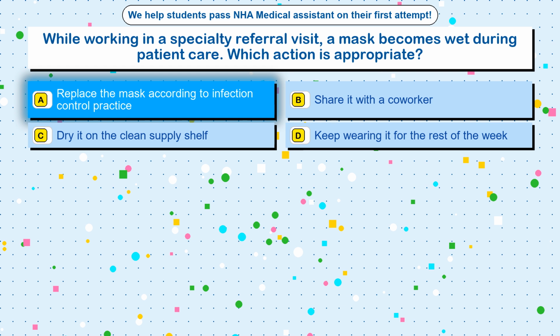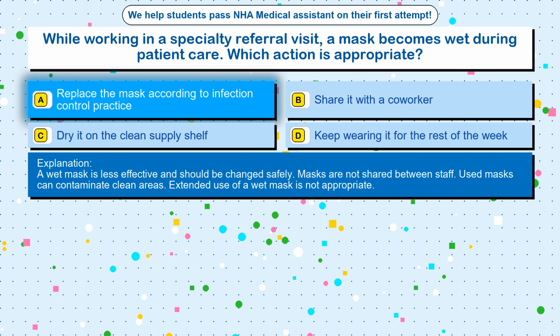Replace the mask according to infection control practice. A wet mask is less effective and should be changed safely. Masks are not shared between staff. Used masks can contaminate clean areas. Extended use of a wet mask is not appropriate.